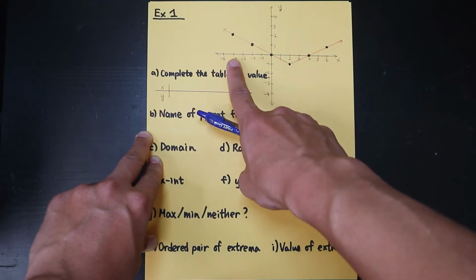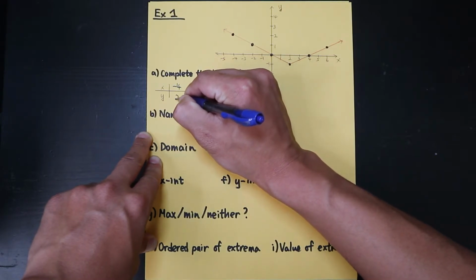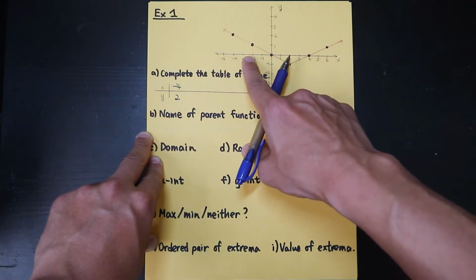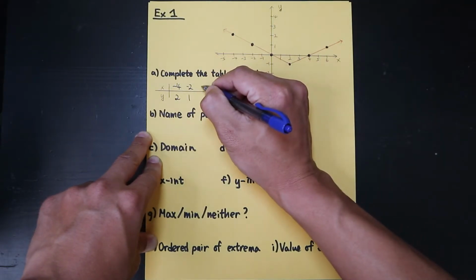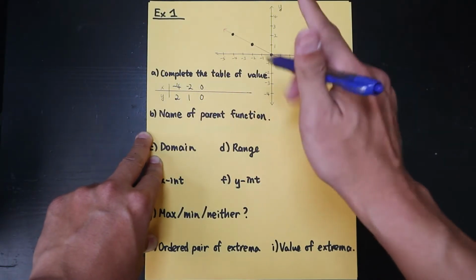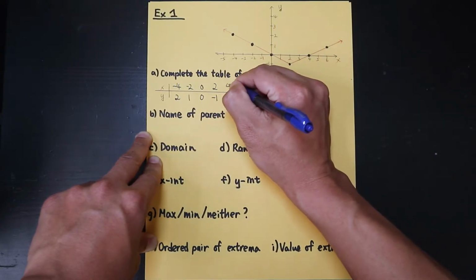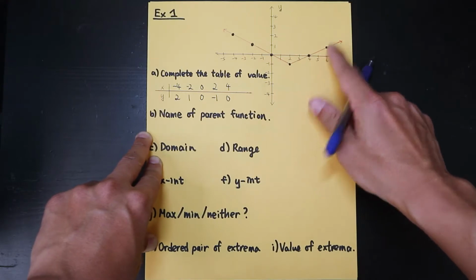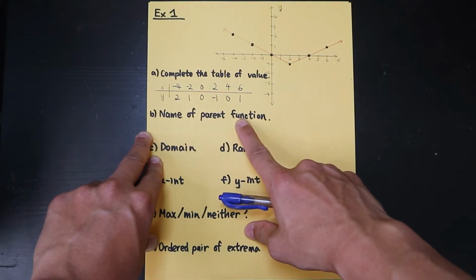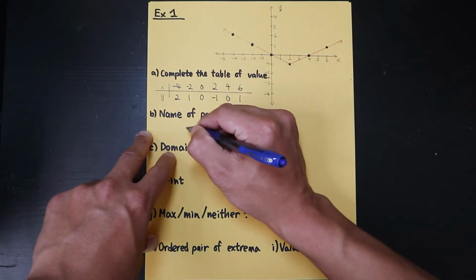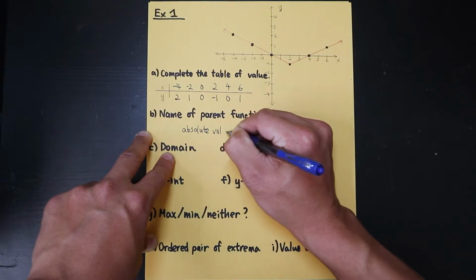So here the ordered pair is -4, 2. We're going to write it here. -4, 2. Then the next ordered pair is -2, 1. Okay. And then this ordered pair is easy, it's 0, 0. This ordered pair is 2, -1. This ordered pair is 4, 0. And then lastly, this ordered pair is 6, 1. And as we have discussed, the name of this parent function, because it's a V shape, is the absolute value function. We're going to write the entire thing down.